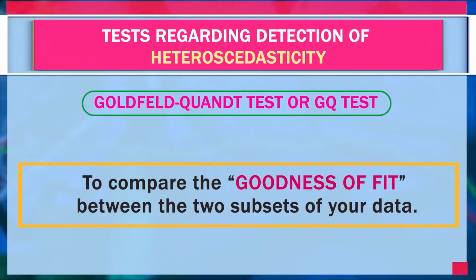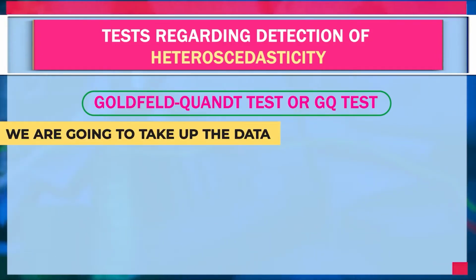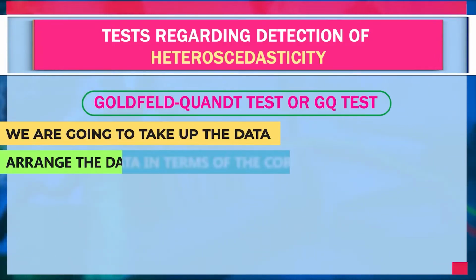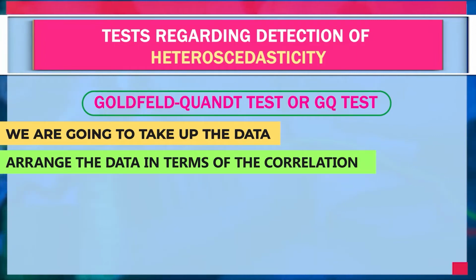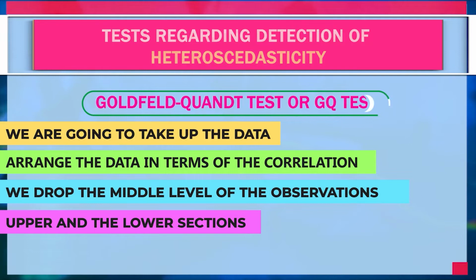In this slide, we observe that there are four distinct steps. The first step is we take up the data and arrange it in terms of its correlation with the variance of the error term, basically in ascending order. Then we drop the middle-level observations and concentrate on the upper and the lower sections, as the variability will come up.